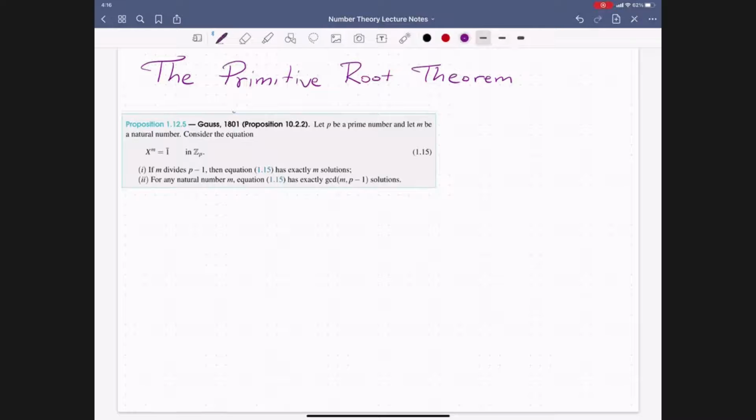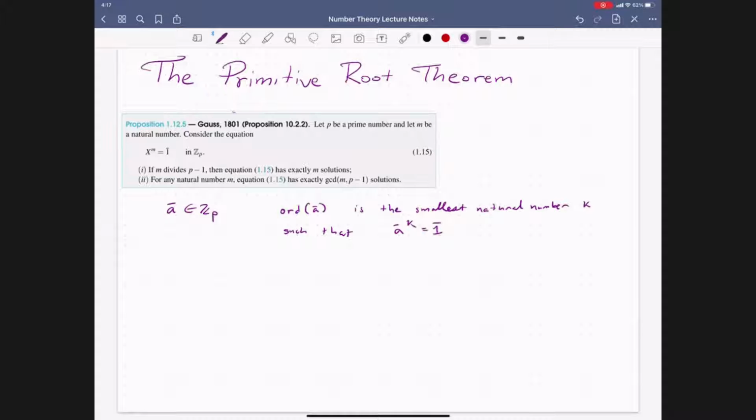If we have an element, a bar, in the integers modulo p, and we define it more generally for the integers modulo n, but today we're going to be working over the integers modulo p for p a prime, then we know that the order of a bar is the smallest natural number k such that a bar to the k is equal to 1 bar.